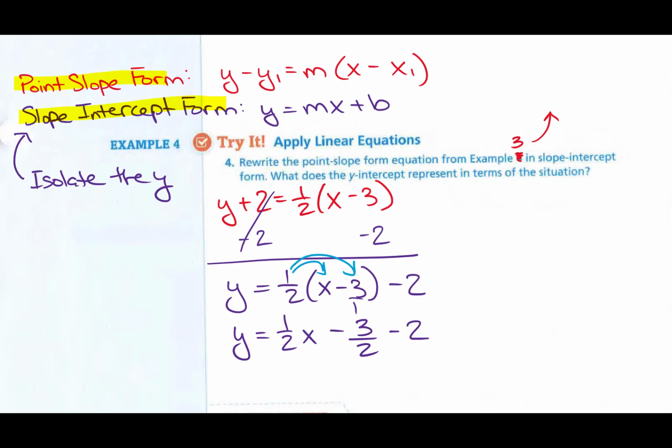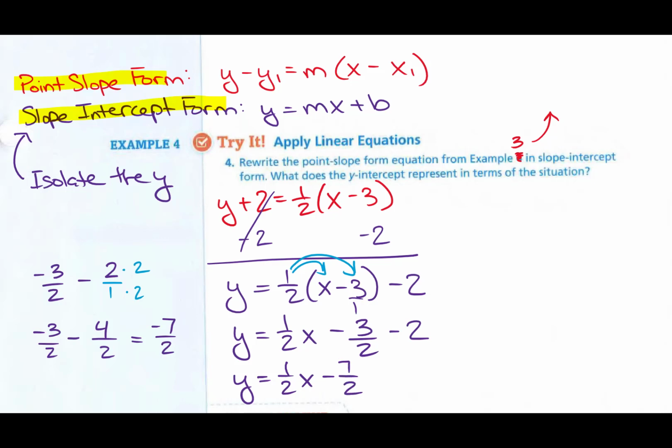So now we need to combine that -3/2 and -2. Maybe we'll do some scratch work over here. Let's see, -3/2 minus 2. Well, if we want these to be a common denominator, let's see, 2 over 1. So I need times 2, so times 2. And we get -3 over 2 minus 4 over 2. So this works out to -7 over 2. So when we rewrite this to simplify, we get y equals 1/2 x minus 7/2.